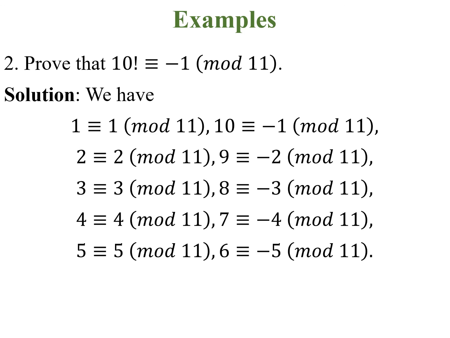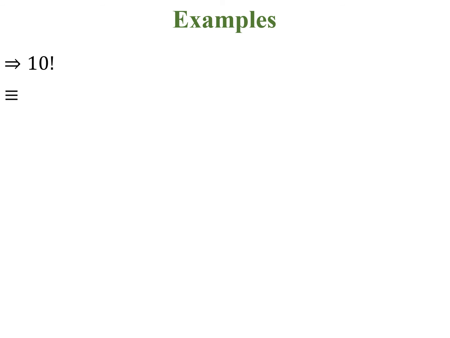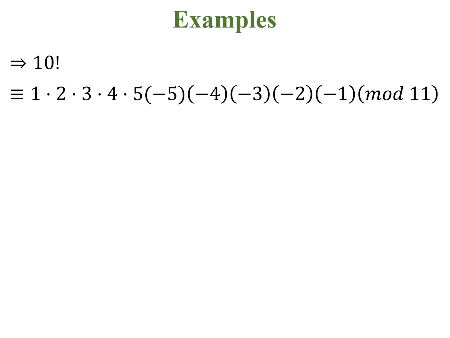Now 10 factorial is the multiplication of all these integers 1, 2, 3, 4, 5, 6, 7, 8, 9, 10. So indirectly it will be the multiplication of 1, 2, 3, 4, 5 into minus 5, minus 4, minus 3, minus 2, minus 1 modulo 11. Therefore 10 factorial is equal to 1 into 2 into 3 into 4 into 5 into 6 into 7 into 8 into 9 into 10, congruent to, now you have to write these elements on the right side, 1 into 2 into 3 into 4 into 5 into minus 5 into minus 4 into minus 3 into minus 2 into minus 1 modulo 11.